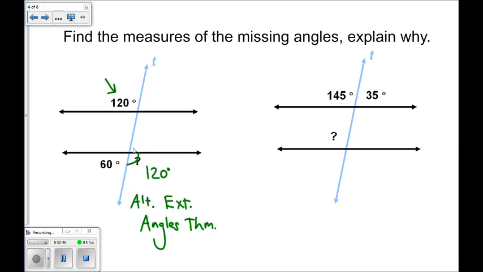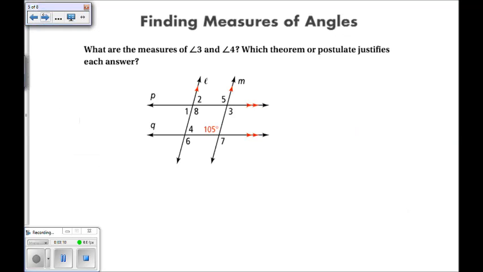All right, the second one. I want to find this angle, and I know that this one corresponds with that one. The corresponding angles postulate says that these two angles are congruent. So it's also 145 by the corresponding angles postulate.